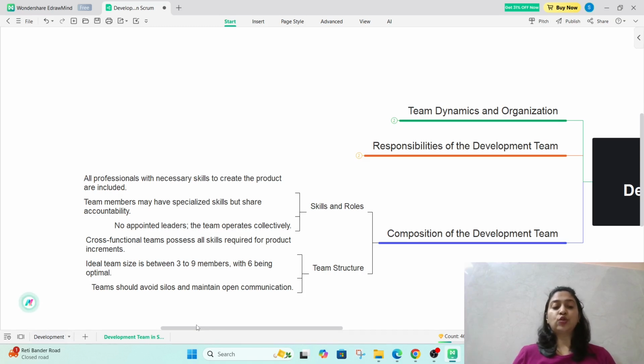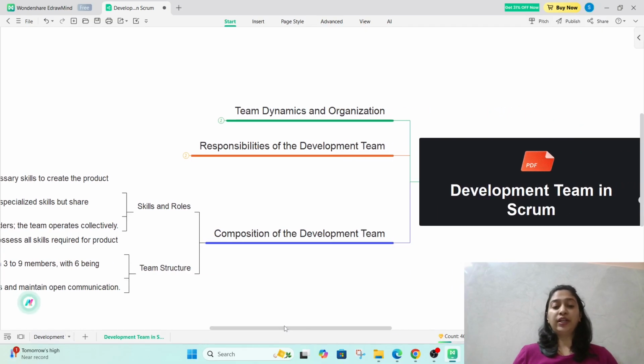The ideal team size should be between 3 and 9 members, with 6 being optimal. The team should avoid silos and maintain open communication. Transparency is needed for their work. So these are the skills, roles, and team structure we have just discussed related to the development team.